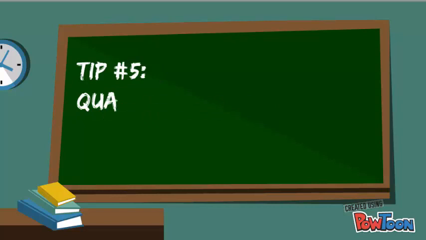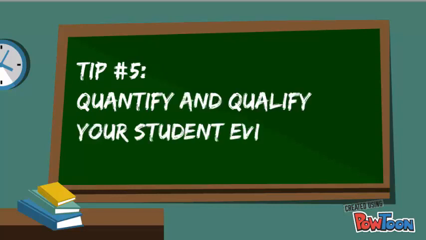Tip number 5, quantify and qualify. Include a mix of quantified and qualified evidence in your commentaries. Showing both types of evidence will create a full understanding of your students' learning. For example, when teaching a unit on fractions, know the number of English language learners in your class and be able to articulate how you modified instruction based on this knowledge of your students.